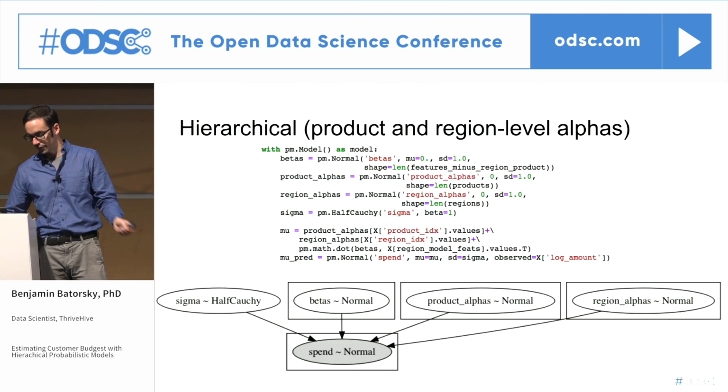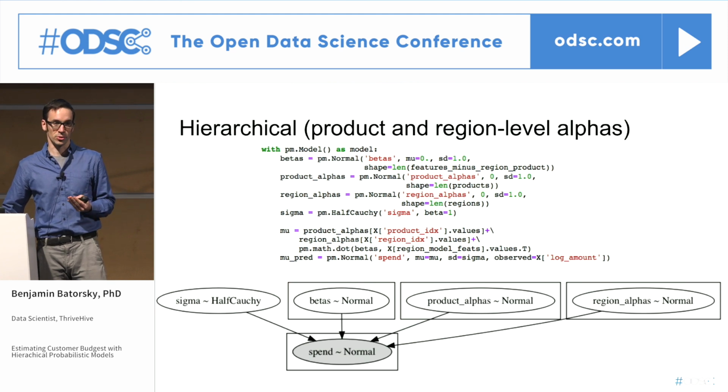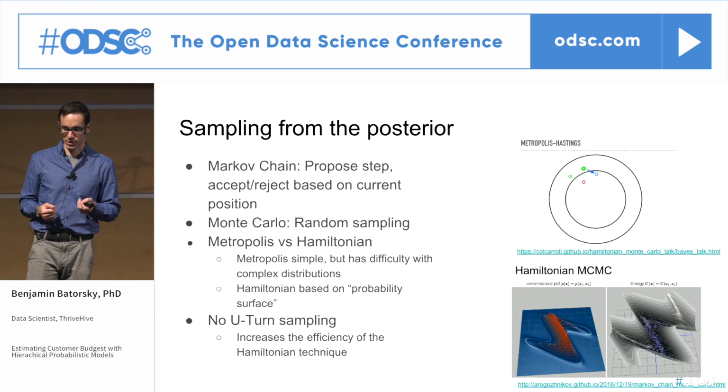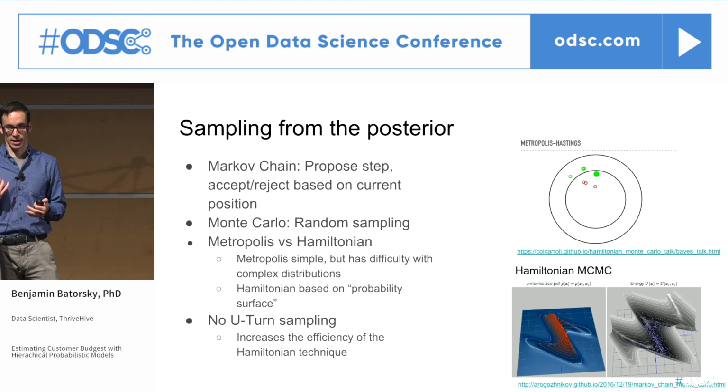So we have this model, right? And so how do we actually get to the posterior distribution for our parameters? That comes from a sampling process. In this case, we're using MCMC, which stands for Markov chain Monte Carlo.